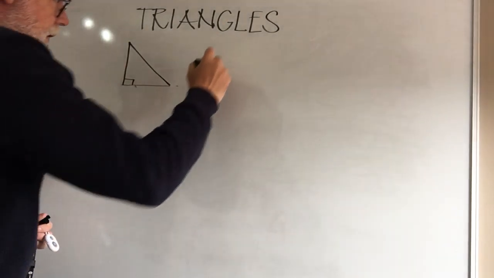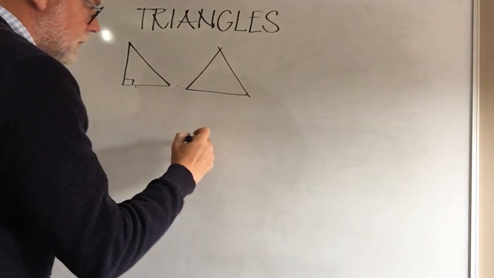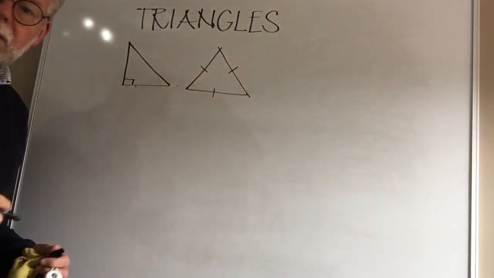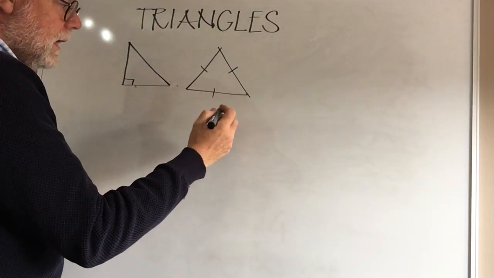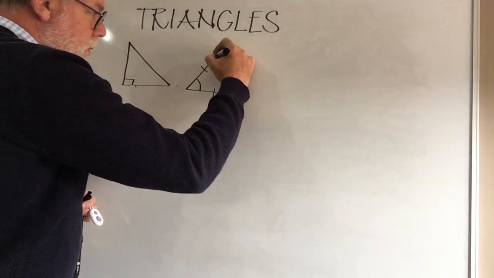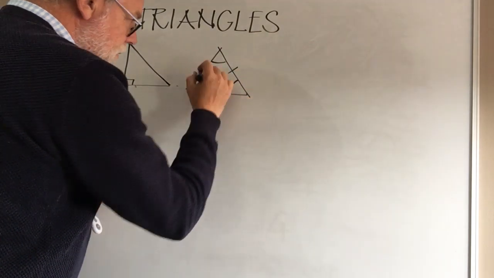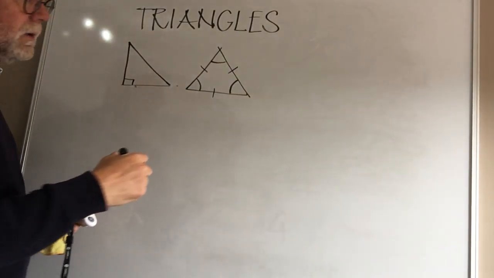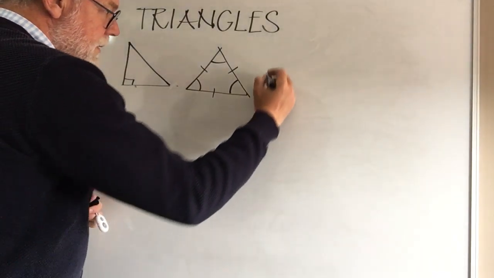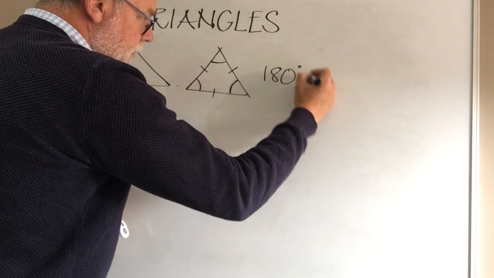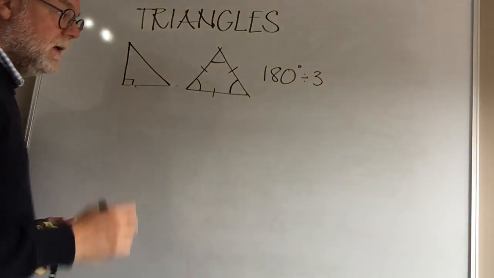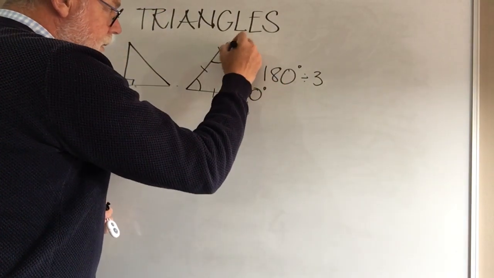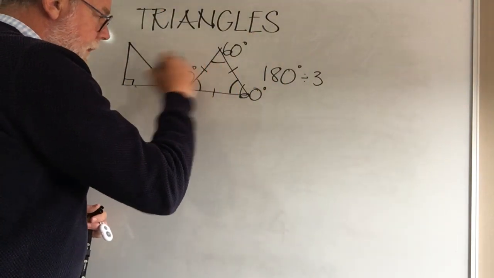We can have an equilateral triangle, and we show that the sides are equal by using these little marks. And in an equilateral triangle, all the angles are the same, so all the sides and all the angles. And because we know the internal angles of a triangle always add up to 180 degrees, and there are three angles, we always know that in an equilateral triangle those angles are 60 degrees. Okay?